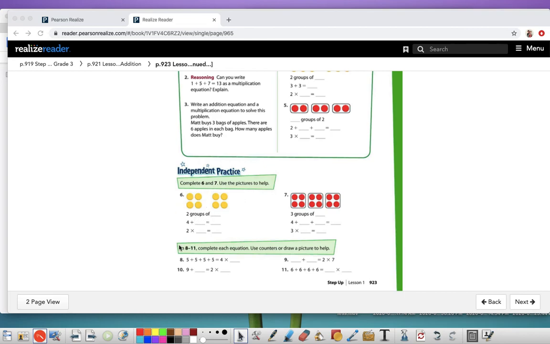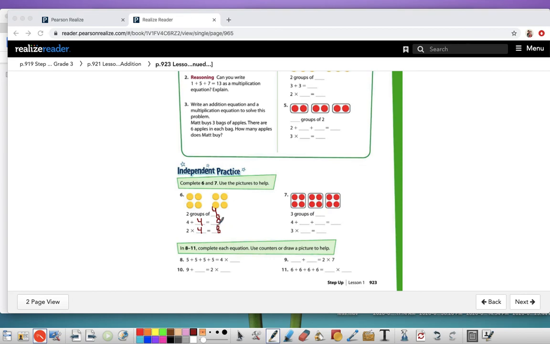We have 2 groups of what? How many do we have here? We have 2 groups of, and I think this time I'm just going to write, we have 2 groups of 4. Okay? 4 plus what? 4 plus 4 equals 8. Good. 2 times 4 equals 8.